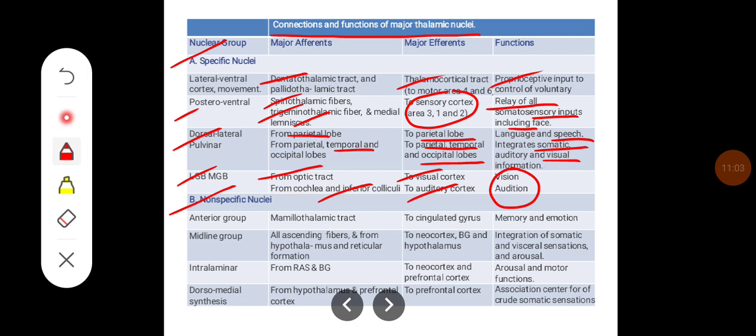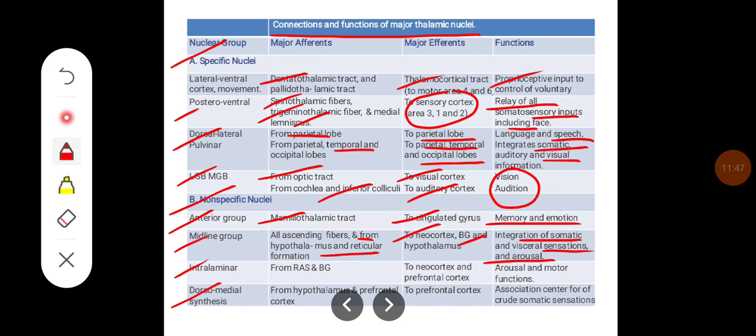Whereas the non-specific nuclei include the anterior, midline, interlaminar, and dorsomedial nuclei. The anterior group receives information from the mammillothalamic tract and sends information to the cingulate gyrus, and it is involved in memory and emotion. The midline group receives information from all ascending fibers from the hypothalamus and reticular formation, and they send signals mainly to the neocortex, basal ganglia, and hypothalamus. They are involved in integration of somatic and visceral sensation, and they're important for arousal.